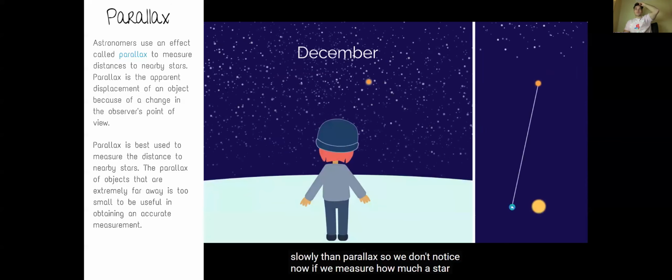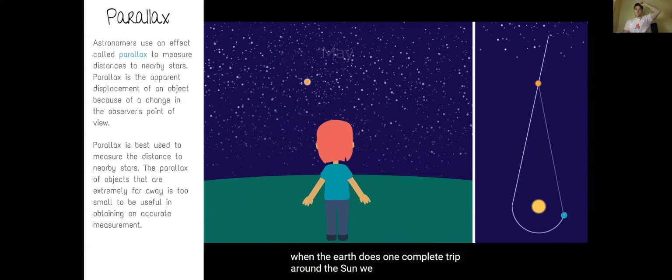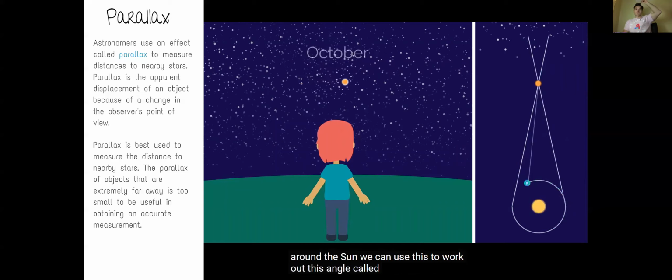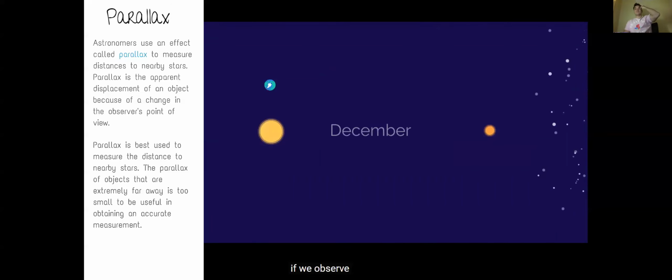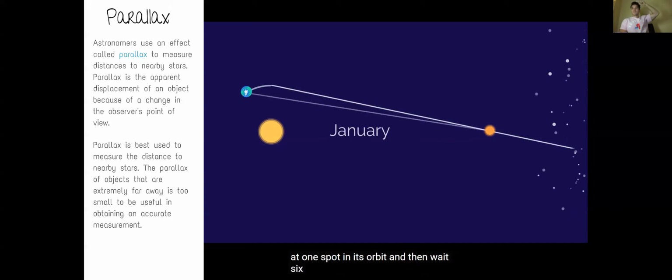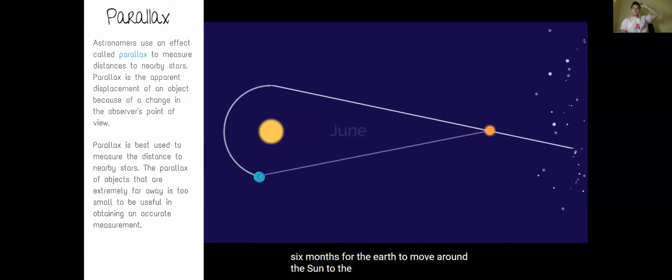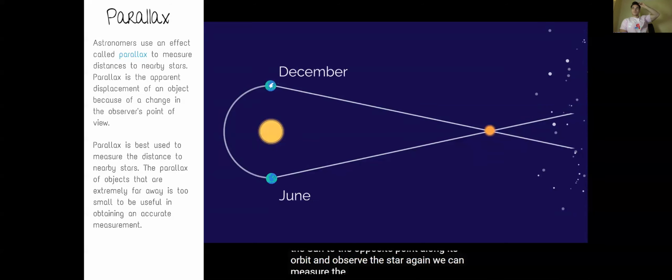Now, if we measure how much a star moves when the Earth does one complete trip around the sun, we can use this to work out this angle, called the parallax angle. If we observe a star when the Earth is at one spot in its orbit, and then wait 6 months for the Earth to move around the sun to the opposite point along its orbit, and observe the star again, we can measure the parallax angle.